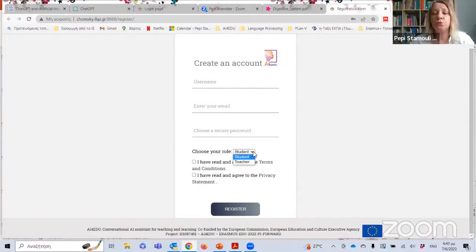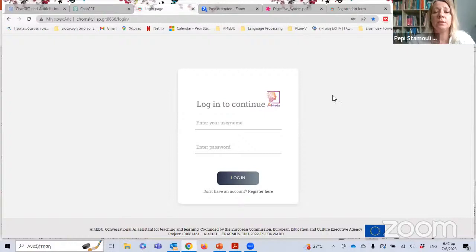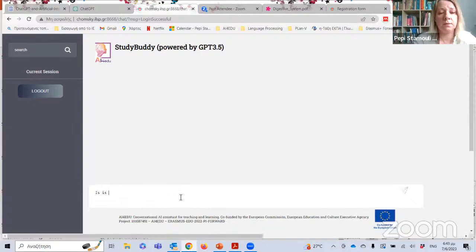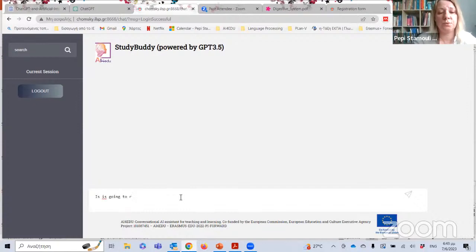You choose your role as a student or as a teacher. You read and consent to the terms and conditions and privacy statement. And then you are ready to use the application. Here I logged in as a student. So you type any one of the questions we mentioned or any other, such as, is it going to rain tomorrow? But this is not an educational one.